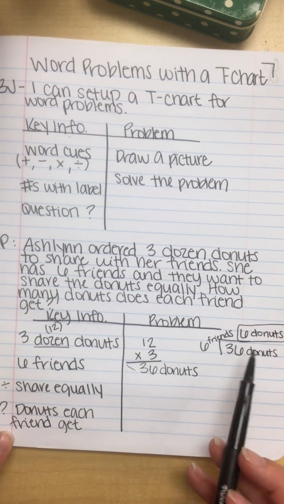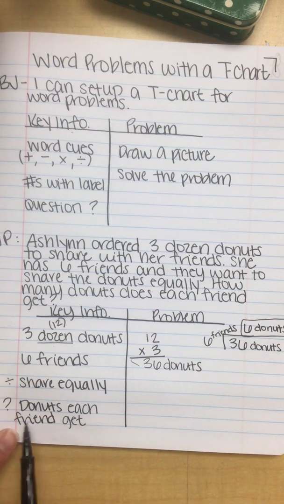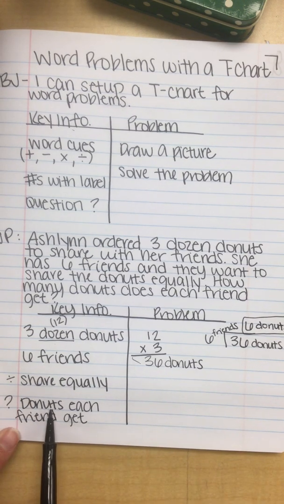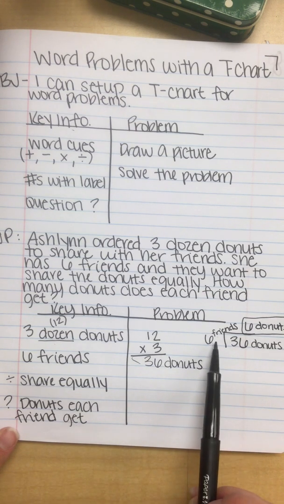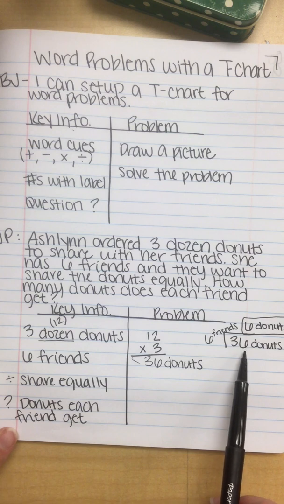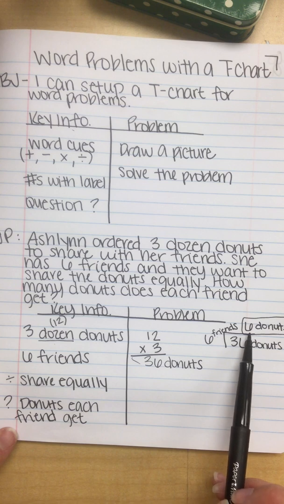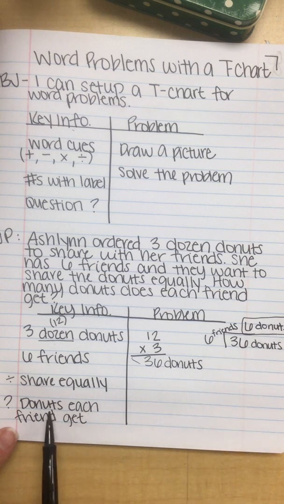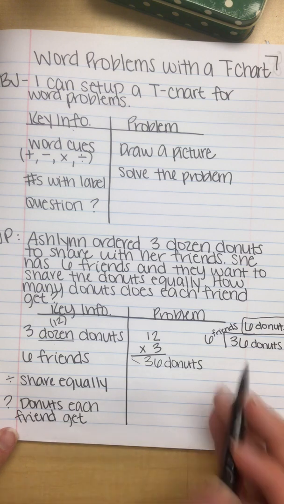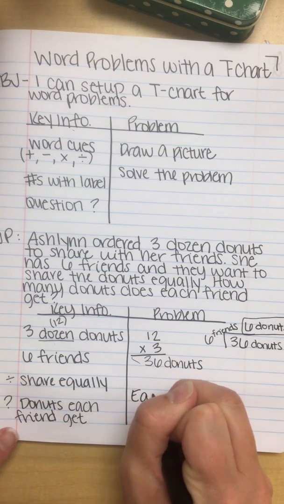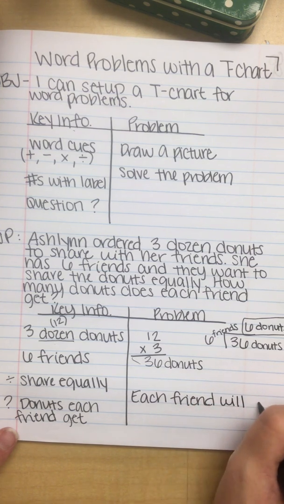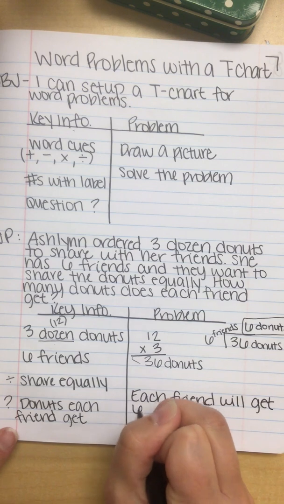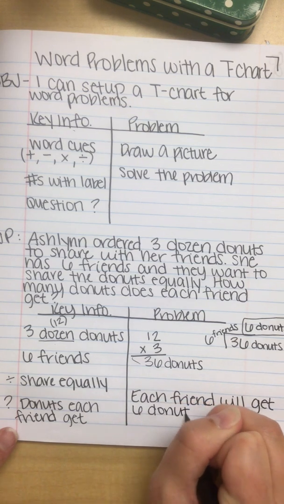Now I need to go back to my question and make sure I've answered it correctly. So my question is, how many donuts will each friend get? Well, we know that 6 will go into 36 evenly or equally 6 times. There's no remainder. So each friend is going to get 6 donuts. Remember, we said donuts needs to be our label. So then I can put it in a sentence. Each friend will get 6 donuts.